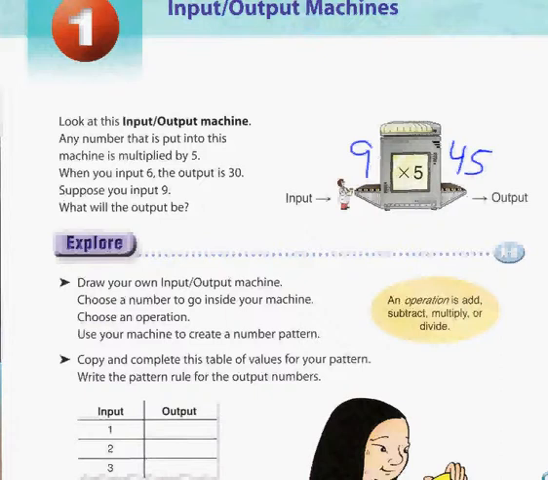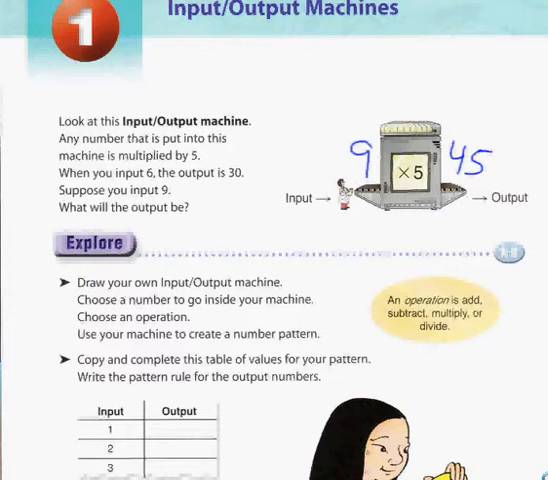We can create these machines with just a single operation like multiplying, and we can change it to adding, we could change it to subtracting or dividing. So we're just getting you familiar with the concept of an input-output machine.